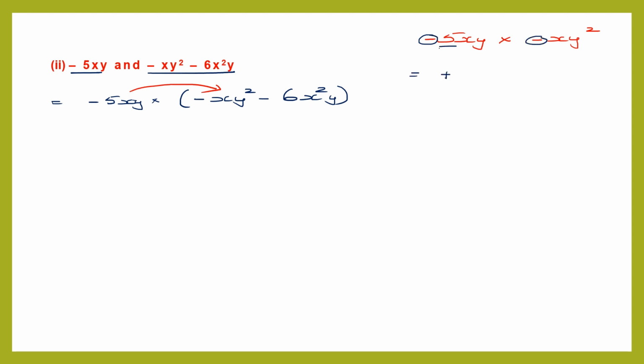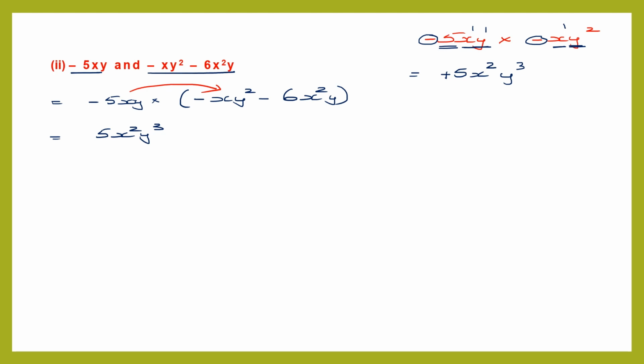Now here we have 5. We don't have any number there. So we write 5 as it is. X we have 1 and here also x we have 1. So x into x will be x to the power of 2. Y there is 1 and here y there is 2. So that will be y to the power of 1 plus 2, that is 3. So here we have 5x square y cubed. Then we go to the next one. We can put the sign as it is.